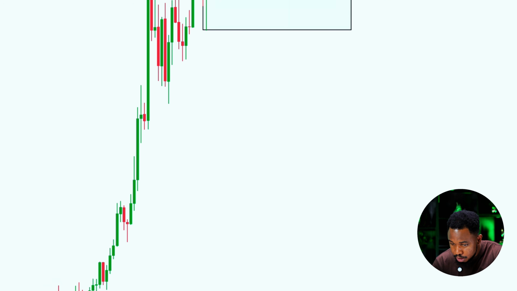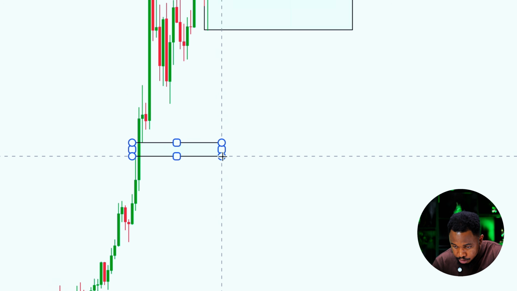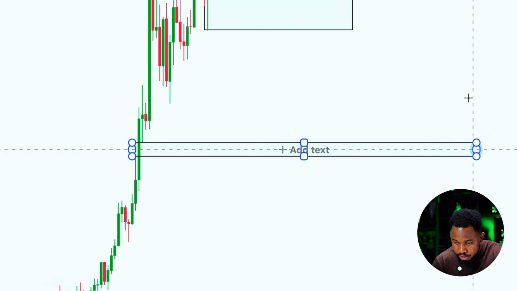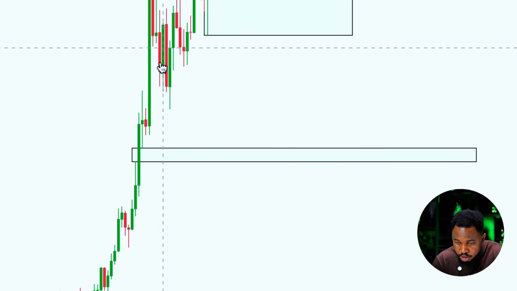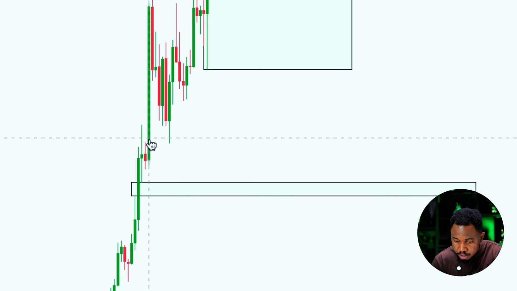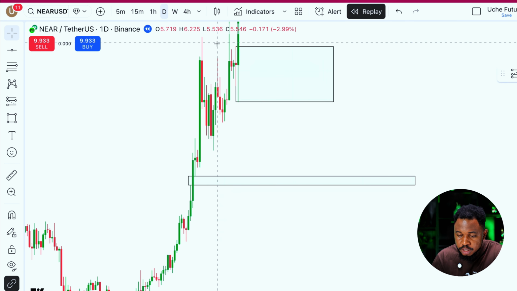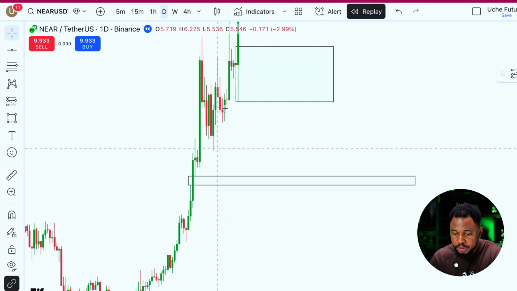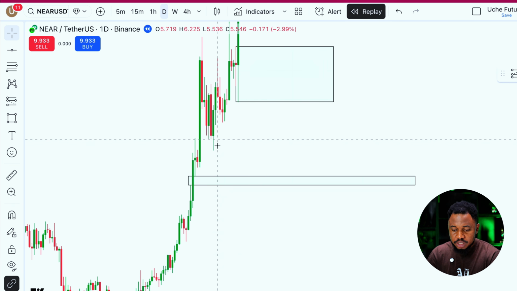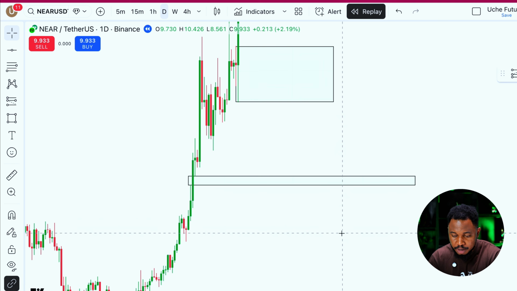So I'm going to draw out this one right here, this area here. So there's actually a gap right here. I can drag this forward. Now, some persons might say this here is a place where we had a gap. So what you can see is we've actually come down to fill this gap completely, and then we've gone up. So this is not a potential area to capitalize.